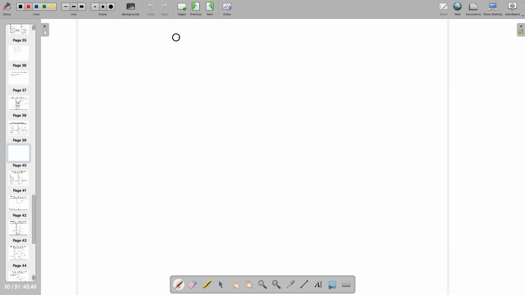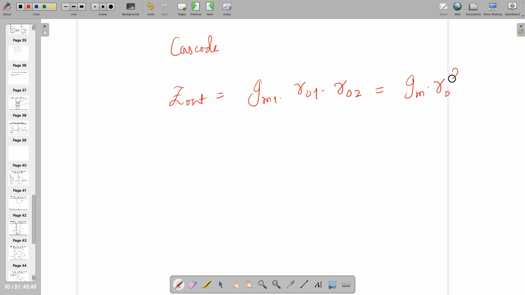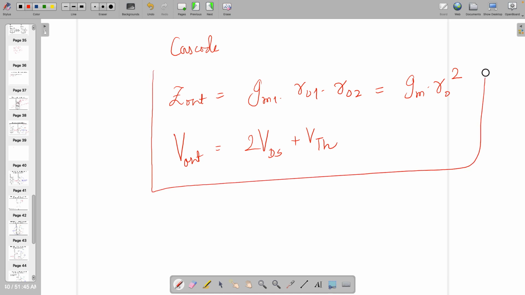So in a cascode of double transistors, how much is the output impedance? GM1, RO1, and maybe RO2, or you can say that if both the transistors are exactly the same, then it's GM times RO square, and V out, or V minimum, is equal to 2 VDS plus VTH, right? So this is for the cascode current mirror.